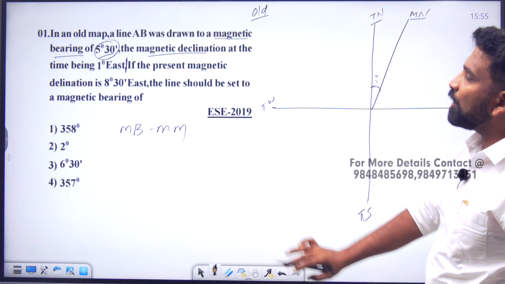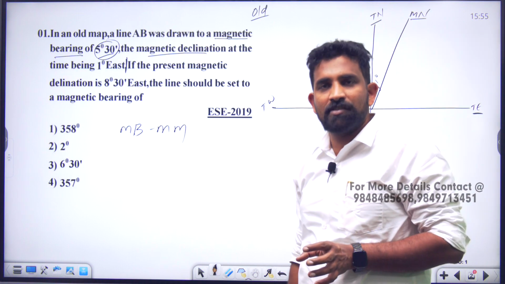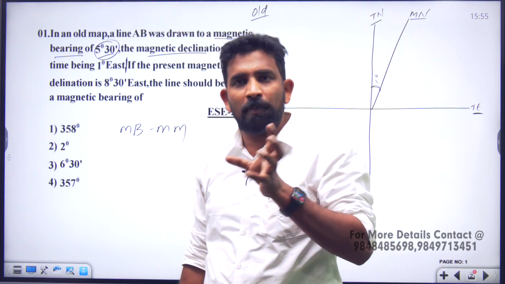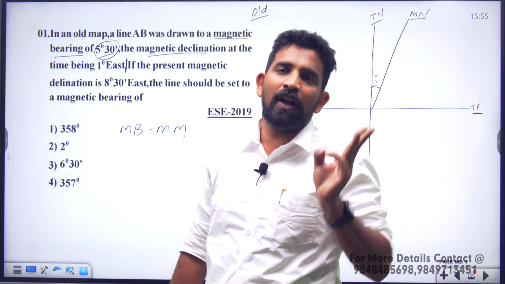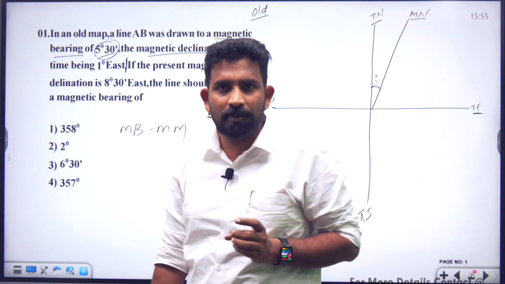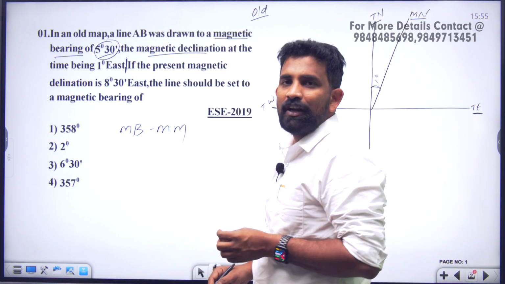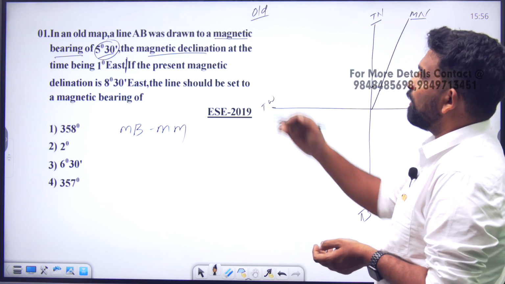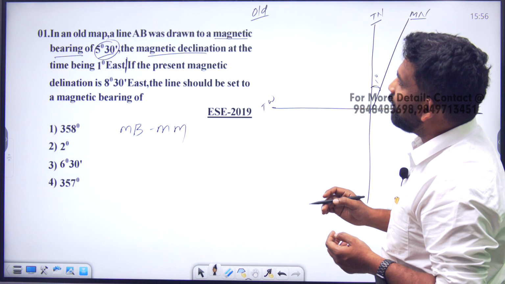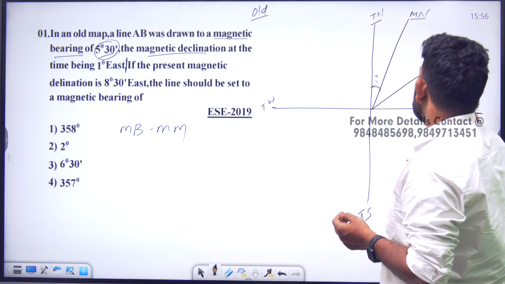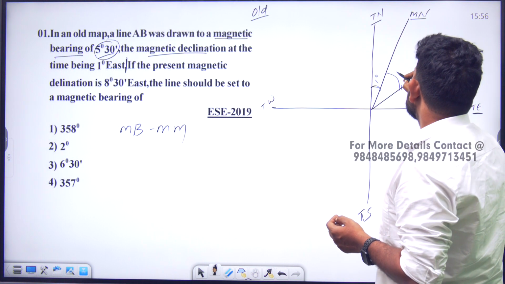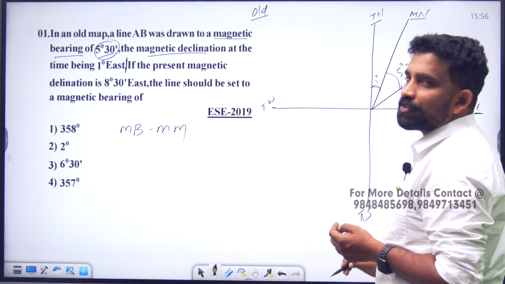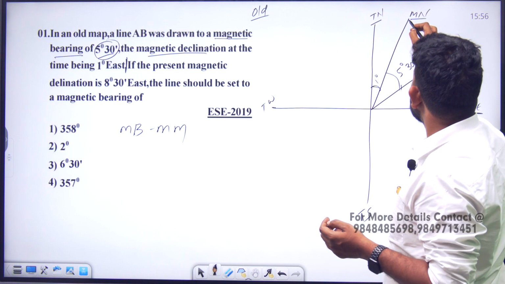The given bearings were given in terms of the whole circle bearing system. This is how we represent the bearings in compass surveying: whole circle bearing system as well as reduced bearing or quadrantal bearing system. Now the given values were given in terms of whole circle bearing system. Let us see this whole circle bearing system. In this system, he gave the value as 5 degree 30 minutes. See here, this angle was given, 5 degree 30 minutes.